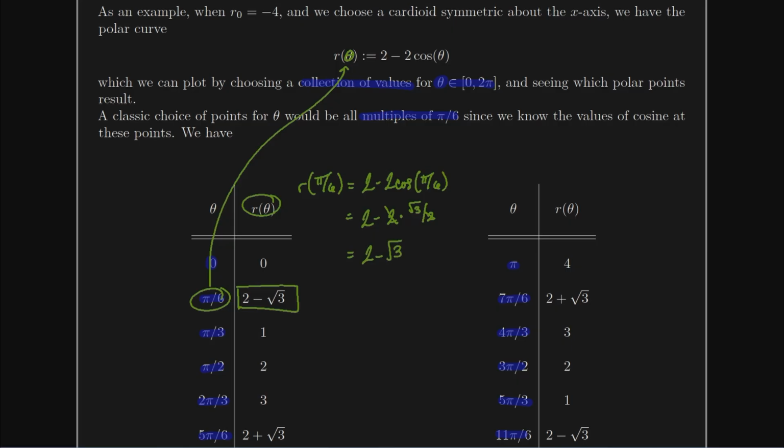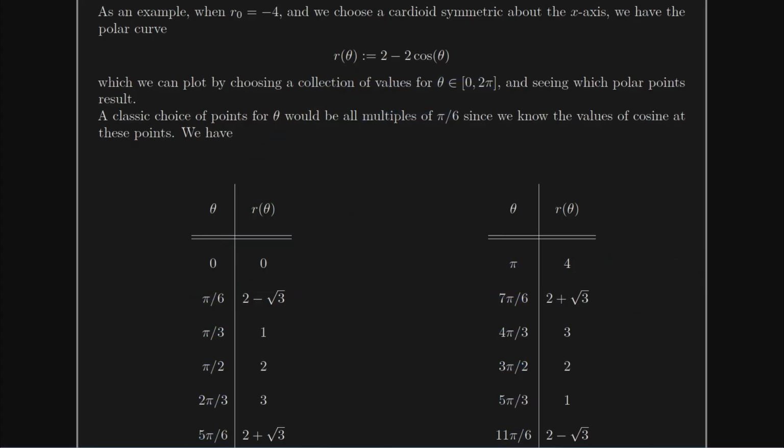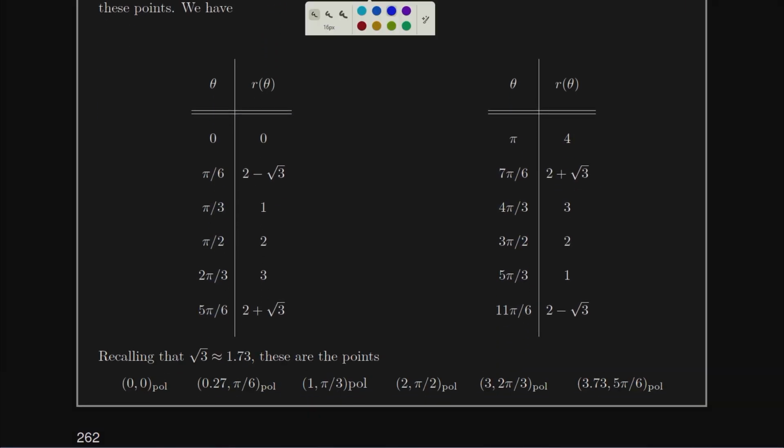Similarly, I go through all of them. For example, at pi, r at pi is going to be 2 minus 2 cosine at pi, but cosine at pi happens to be -1, and so I end up with 2 plus 2. That's going to give me 4. That's how I got all those numbers for r. And now we just start to think about these. I'm going to reverse their order because when I write polar points down, I say r comma theta. So we're going to reverse the order of these.